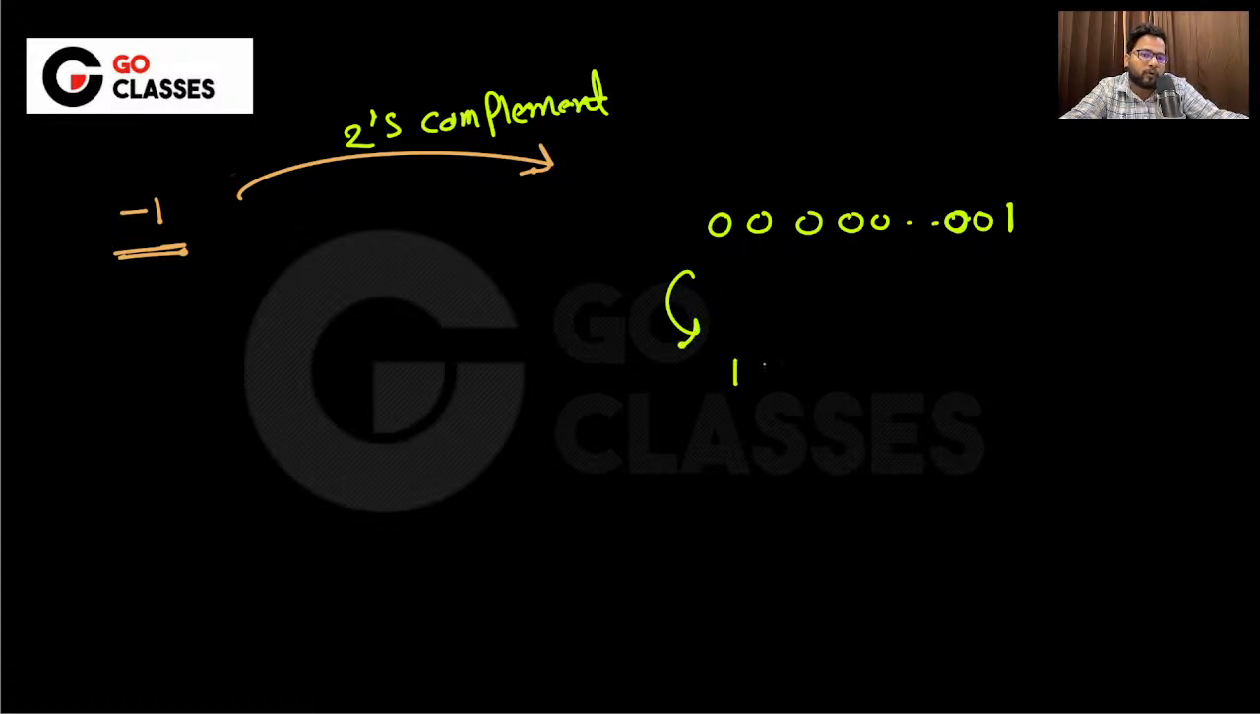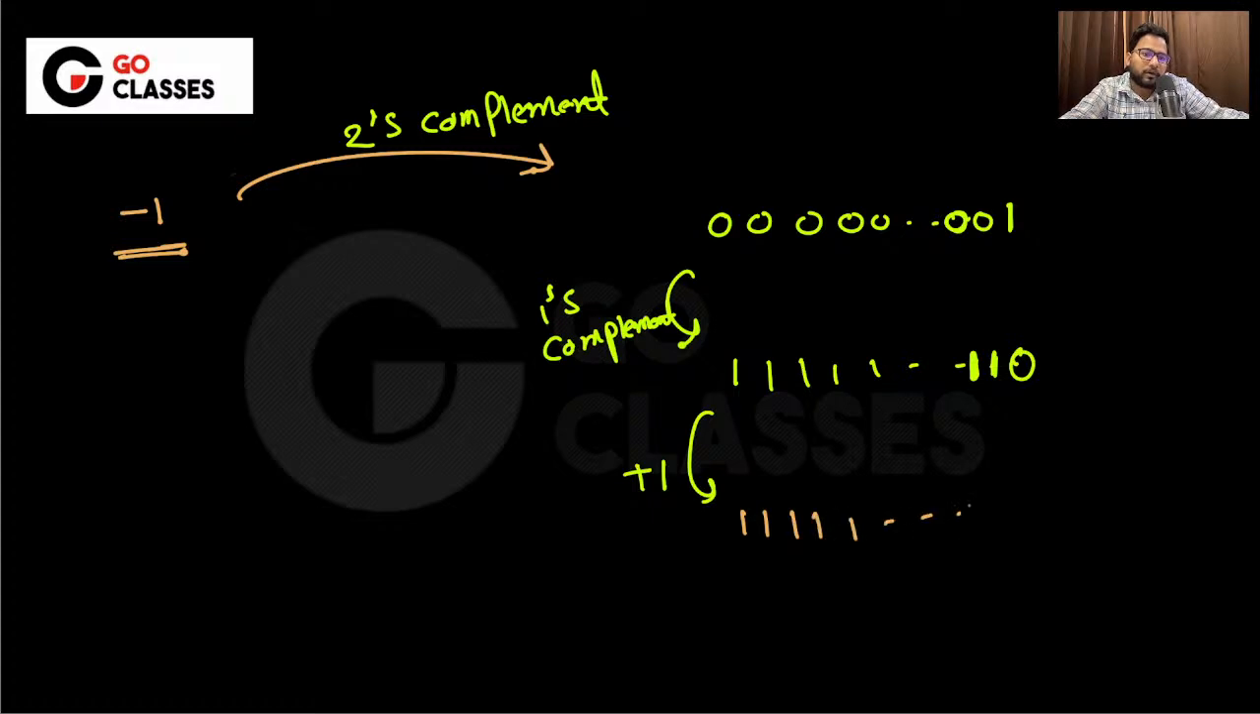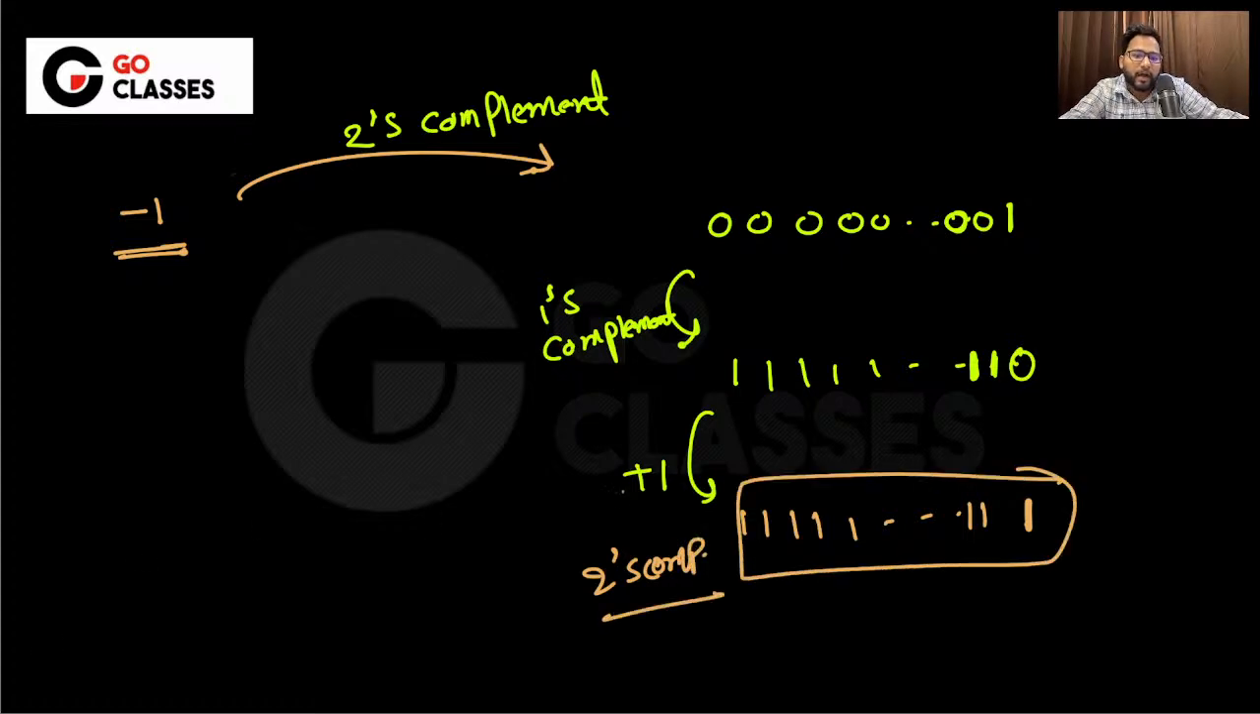So 1's complement will be all 1's and then 0, right? This will be 1's complement. And then +1 will be 1 1 1 1 1 1 1 and then 1. So this is 2's complement, right? Now here, this is the representation of -1 in memory. I mean, you write -1u or you don't write -1u, doesn't matter. But yes, this is how -1 looks in memory. It looks like this, all the ones.